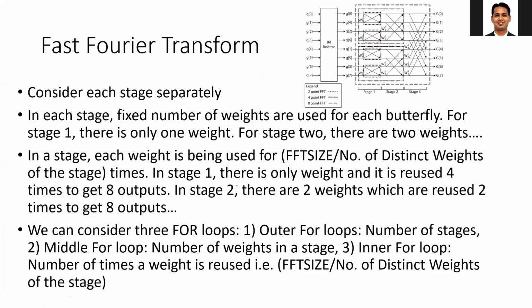So let's do it one more time. In stage 3, the outer loop will have 1 iteration as mentioned. Then the middle loop will have 4 iterations, 1 for every weight, and the innermost loop will have only 1 iteration for every weight. Each iteration will give you 2 outputs. So 4 into 2, you will get the 8 outputs. Okay, so this is how your code will work.